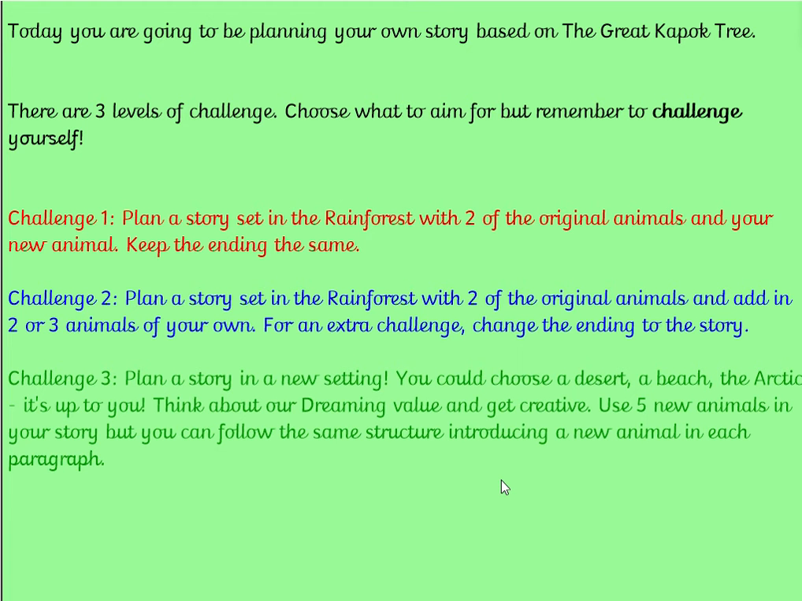So challenge 1: if you're one of the children who often work with an adult or on the horseshoe table getting some support with writing, what we'd like you to do is to plan a story that's set in the rainforest. You can use 2 of the animals that are already in the Great Kapok Tree and then add your new animal that you drew and labelled earlier on in the week. And you can keep the ending of the story the same.